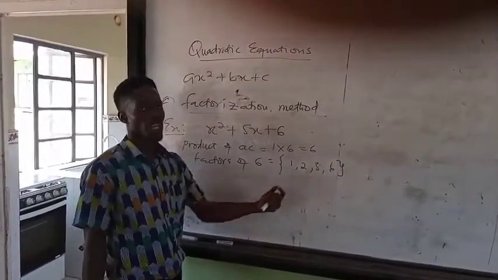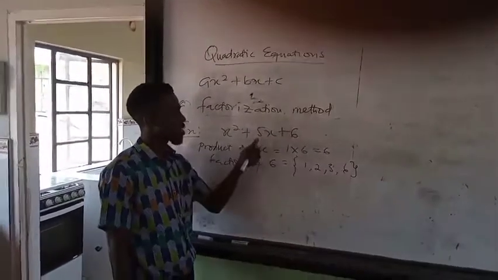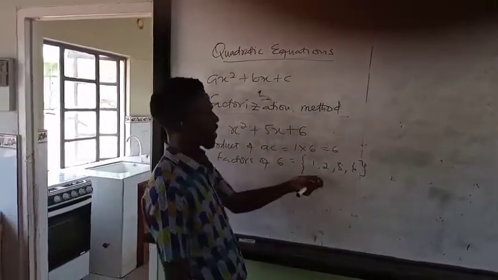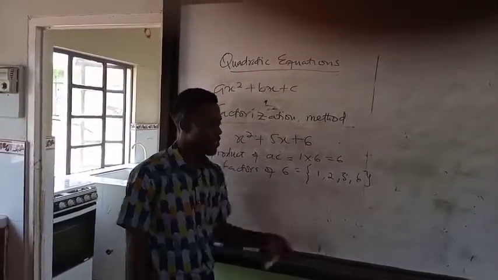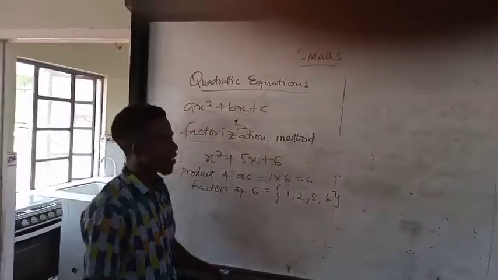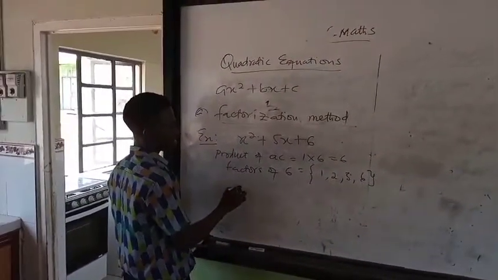You are going to pick 2 numbers from this point. Now those 2 numbers, when you add, you need to get 5. When you multiply, you need to get 6. And the 2 numbers here, when you multiply, you get positive 6. And when you add, you get positive 5. It's 2 and 3. So in place of 5x, I'm going to put 2 and 3. And that's how it is done.